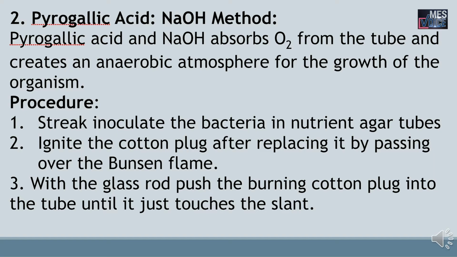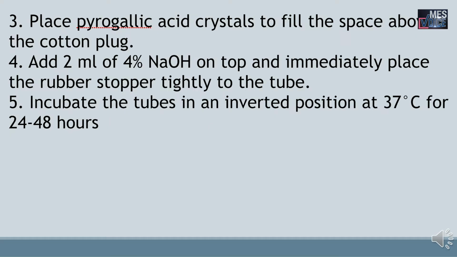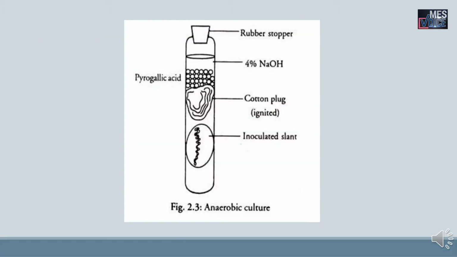After this, pyrogallic acid crystals are filled in the tube, and immediately after that 2 ml of 4% NaOH is added onto the top of the cotton plug, and then immediately it is closed tightly with a rubber stopper, and these tubes are incubated in an inverted position at 37 degrees centigrade for 24 to 48 hours. So, this is the figure of the anaerobic culture technique, the pyrogallic acid NaOH method.